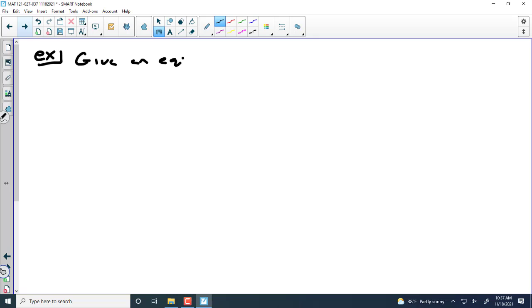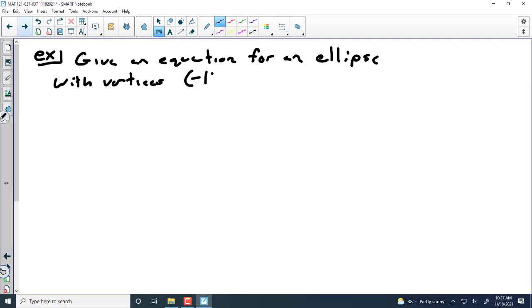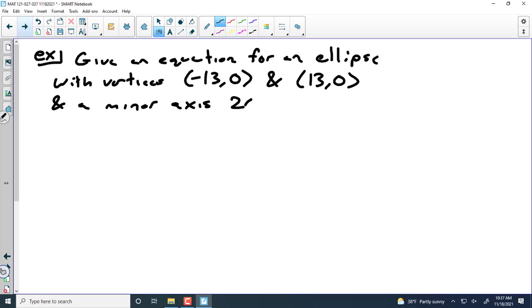Give an equation for an ellipse with vertices -13, 0, and 13, 0, and a minor axis 20 units long.